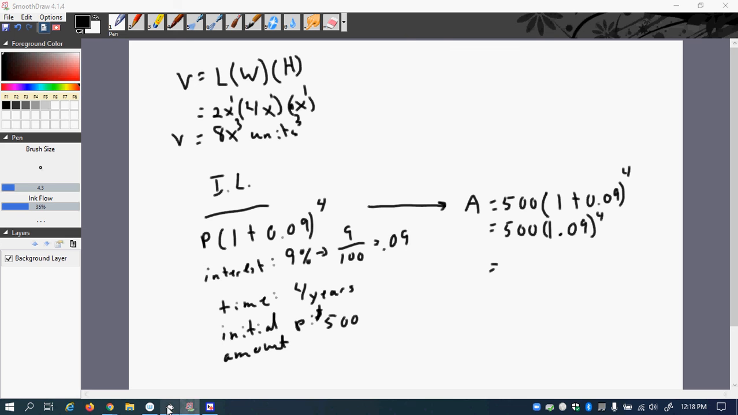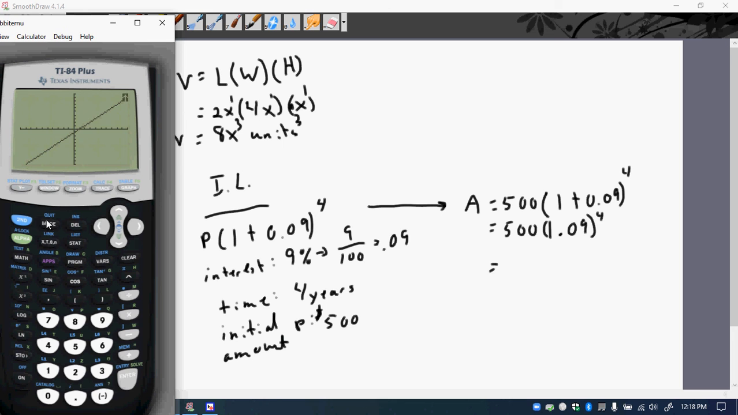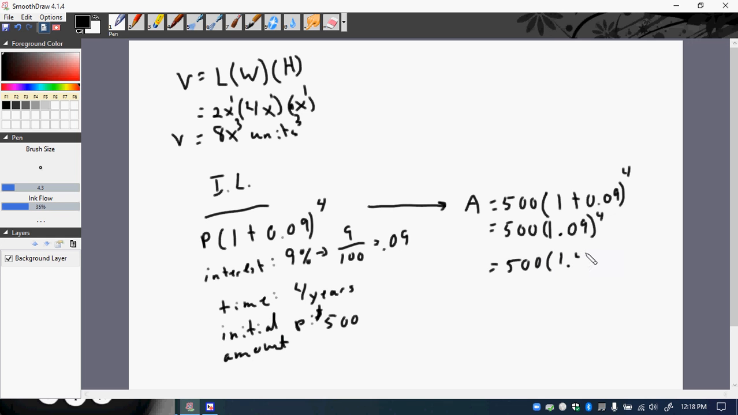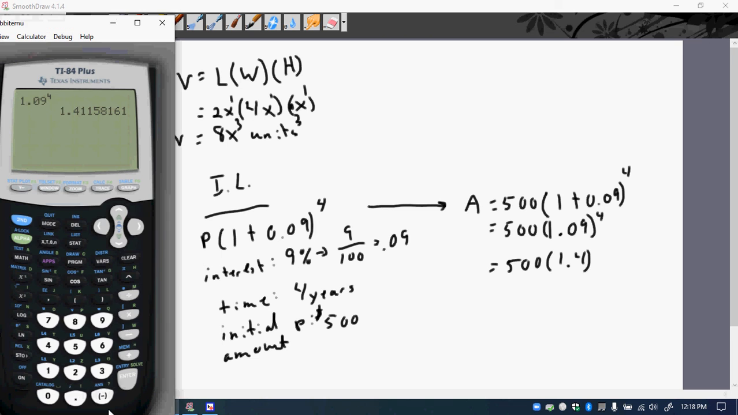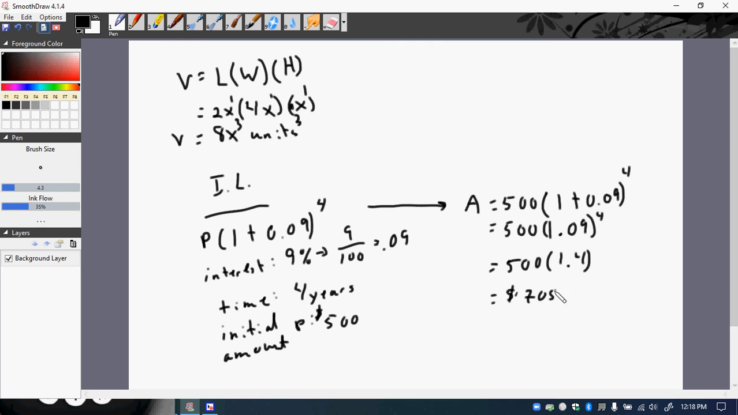So I'll do that. I'll go to clear screen and type in 1.09 to the 4th power and enter. I'm just going to say it's about 1.4. So it's 500 times 1.4, and now I'm going to multiply by 500, and I get $705.79. So $705.79 is my total. This is what I will have after 4 years if I was to do this kind of investment.